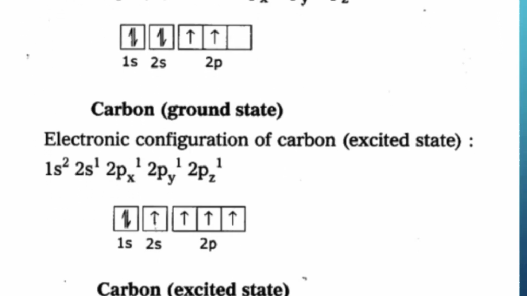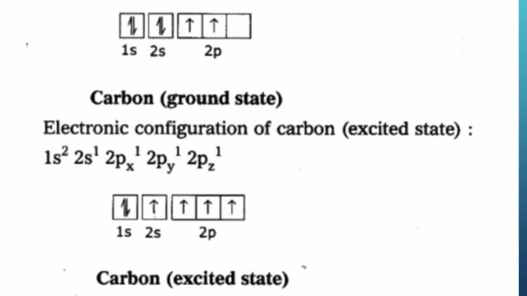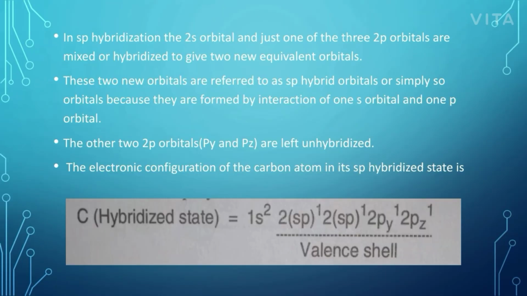In the excited state, what happens? When we supply some amount of heat to the ground state carbon atom, the electron present in the 2s orbital jumps from 2s to the empty 2pz orbital, and this is the electronic configuration of the carbon atom in its excited state. That is 1s2, 2s1, 2px1, 2py1 and 2pz1.